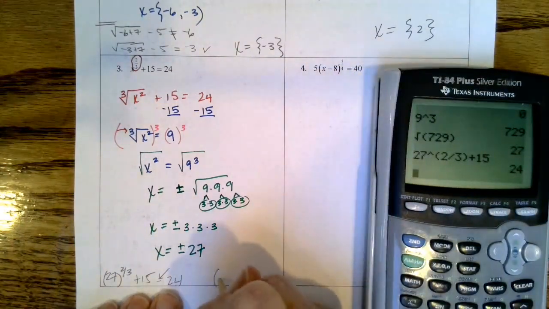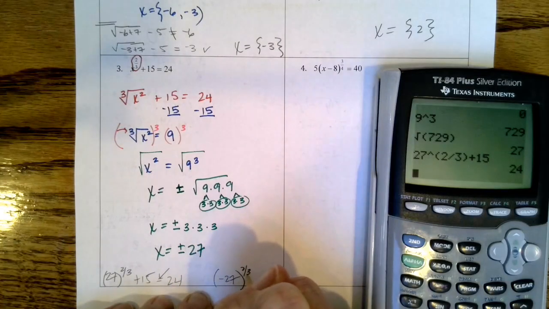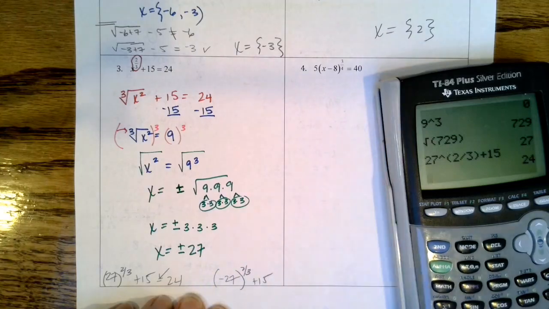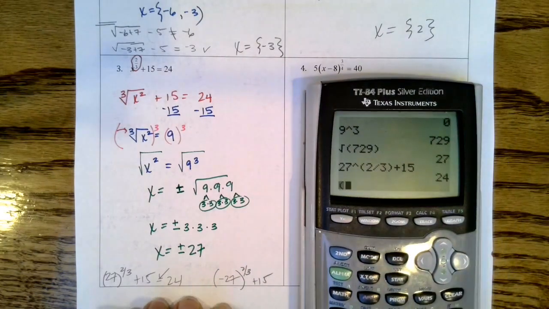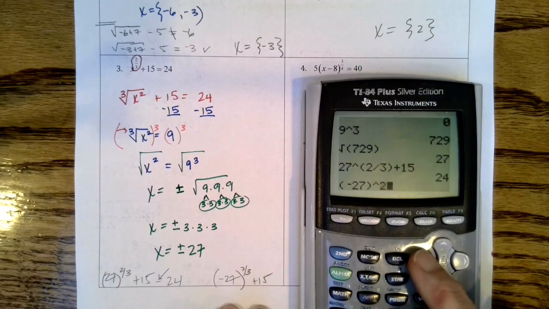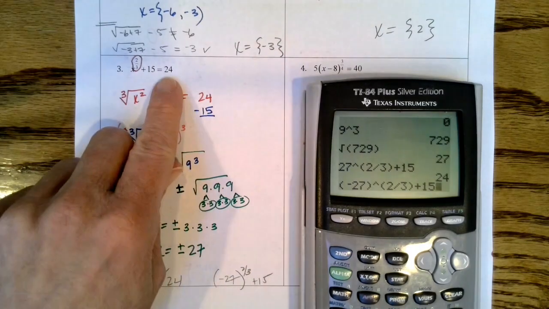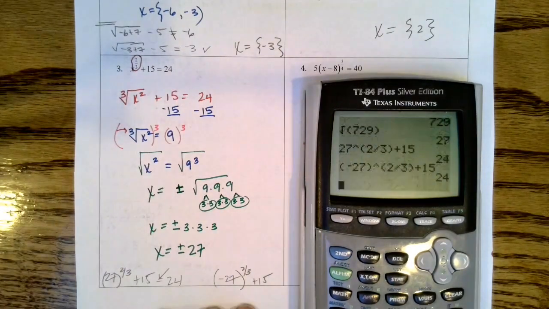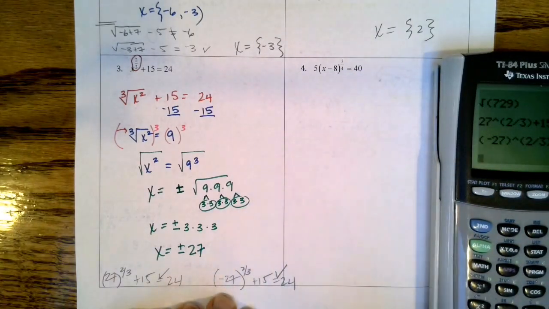Now let's talk about negative 27 to the 2/3 power plus 15 and see what that one is equal to. So we'll make sure we wrap it up in parentheses, negative 27 to the 2 divided by 3 power, and I want to add 15, and I'm hoping again for 24. There we go. Yep, that is equal to 24, so yes, that checks.